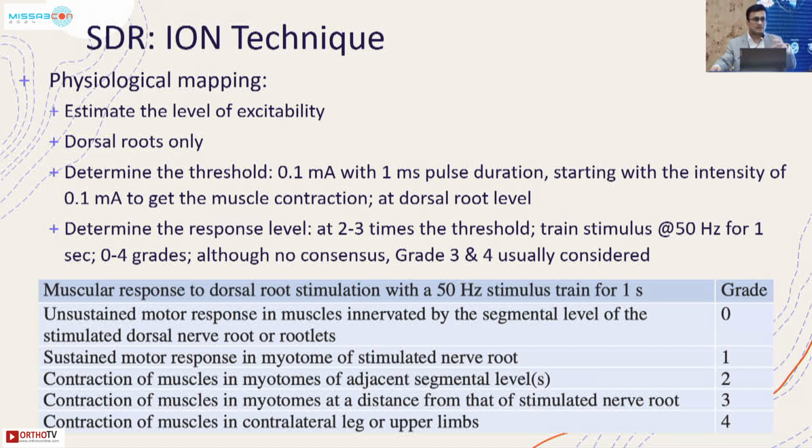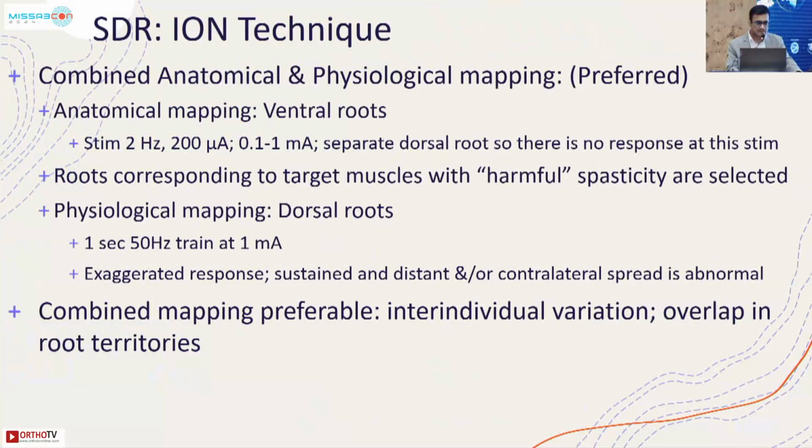In physiological mapping, the rootlets contributing significantly are graded 3 and 4, which means whenever we are stimulating the dorsal roots, there is spread and a contraction response is found beyond that segment or even on the opposite side. That is grade 3 and grade 4. These are the rootlets which need to be targeted and which need to be resected or divided after monitoring. So, as I already mentioned, combined anatomical and physiological mapping is the preferred technique being used.